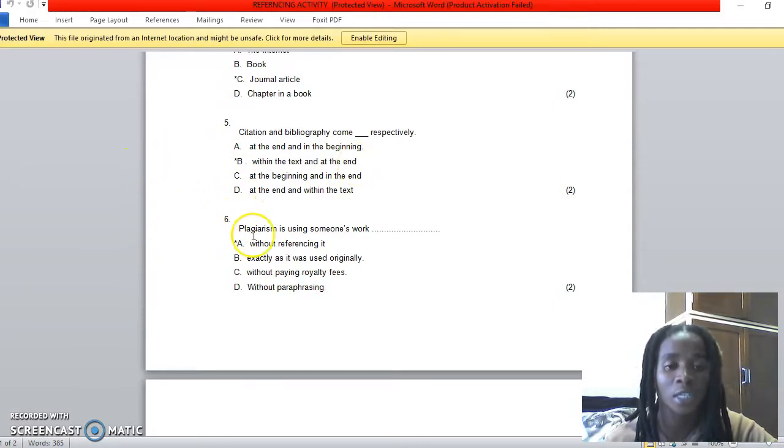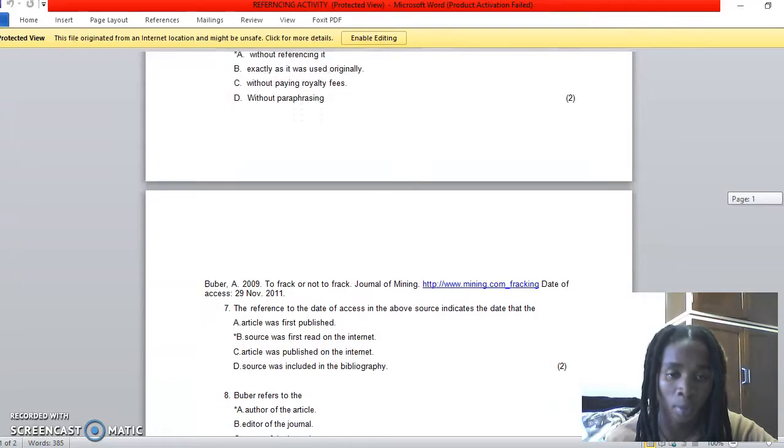Number 6, plagiarism is using someone's work A. without referencing it, B. exactly as it was, using originally without it. The correct answer here will be A. Why? As we said in our last video, without referencing it, without acknowledging the source, you are plagiarizing.